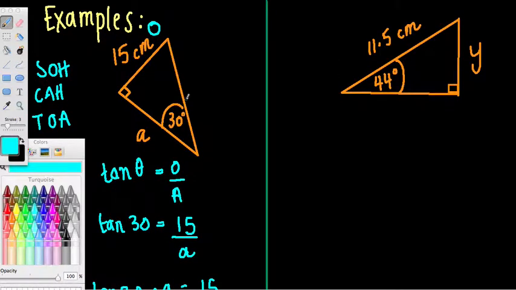All right, here we go. Let's try another one. We're going to label first. O and H. Have a look at your SOH CAH TOA. It's the sine ratio. You might like to pause here and have a go at this before I do it.